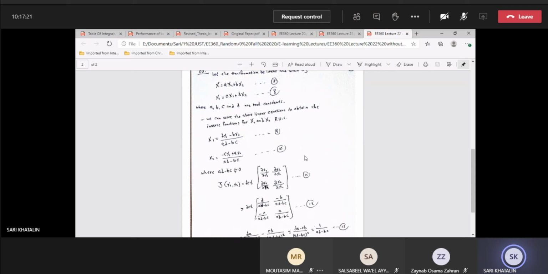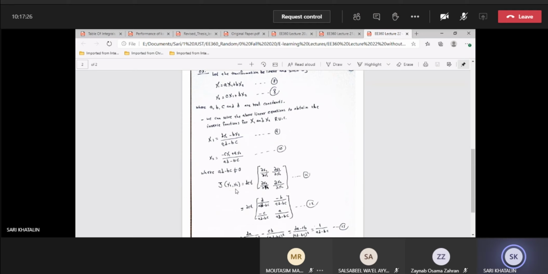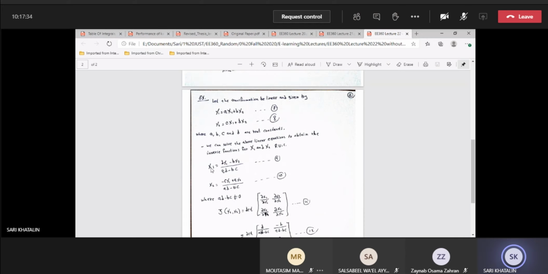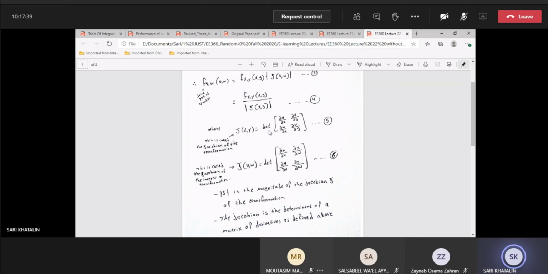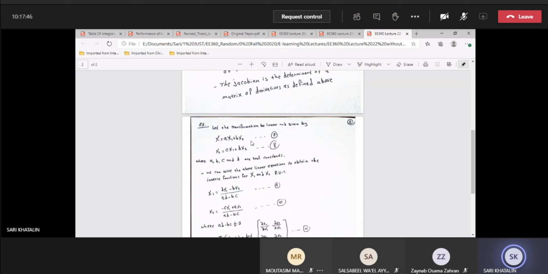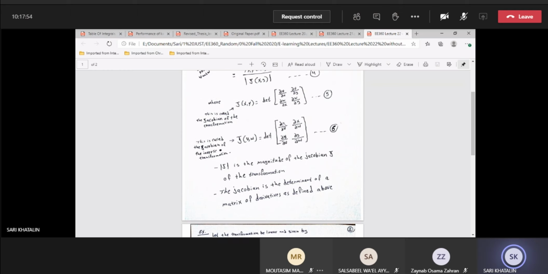Now we decided to find the inverse Jacobian matrix. Okay, so by doing that, of course, we need to find this matrix right here. It's very straightforward. You just take the derivative with respect to x1 and x2, just like this one here. This is with respect to x1, x2, and y1, y2.